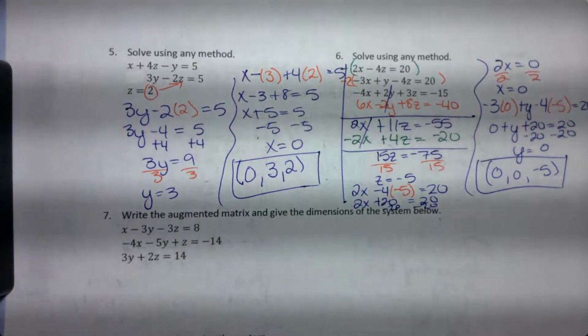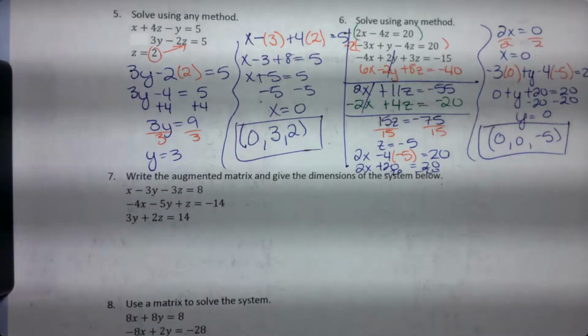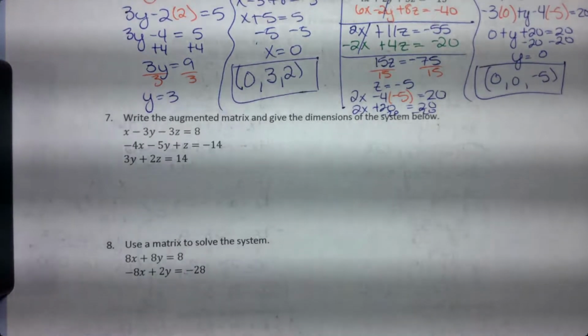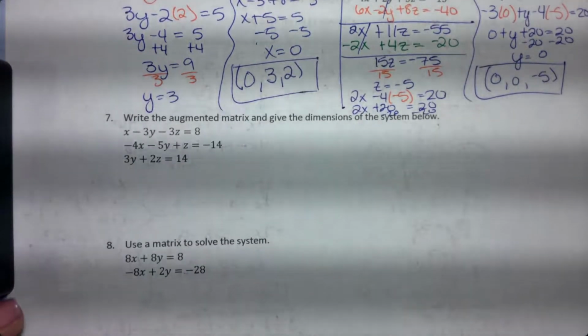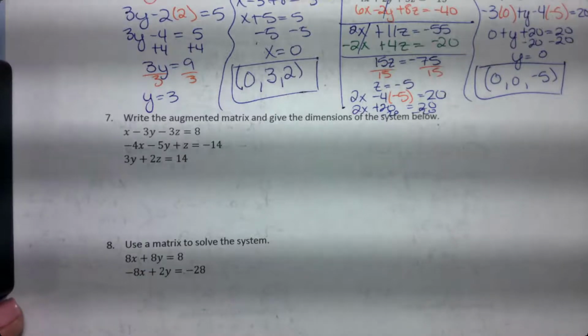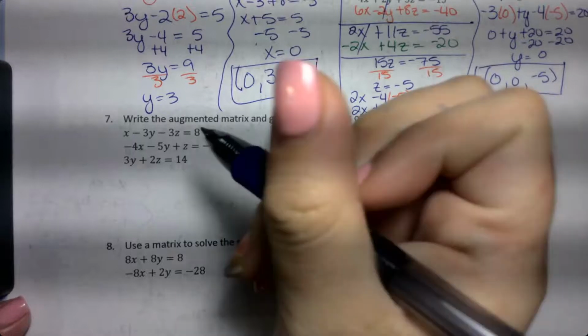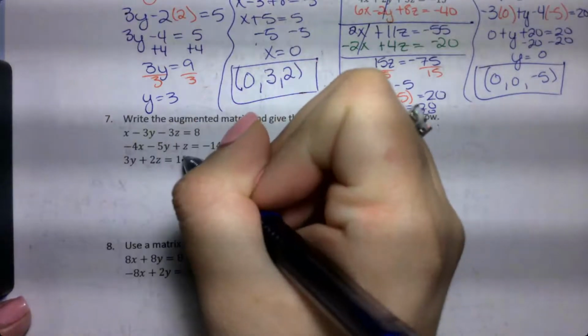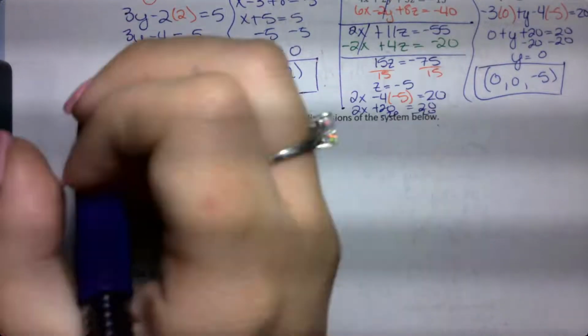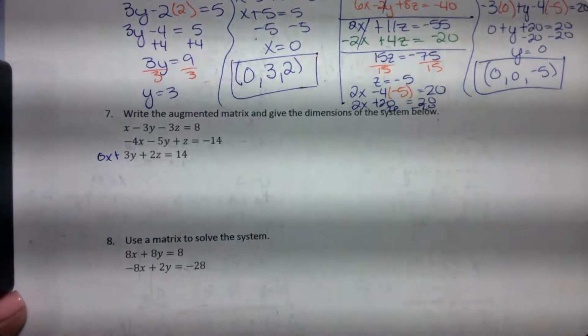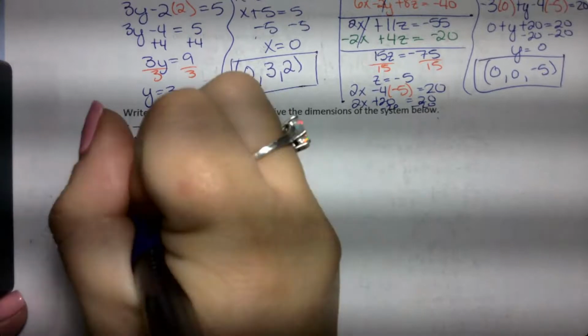Okay. Number 7 wants me to write the augmented matrix and give the dimensions of the system below. On the test, this will be worth 2 points. You get 1 point for writing the augmented matrix and 1 for giving the dimensions. On my first 2 equations, I have 3 variables. On the third, I'm missing x, so I'm going to write that 0x out front, so when I go to write the augmented matrix, I don't forget it.